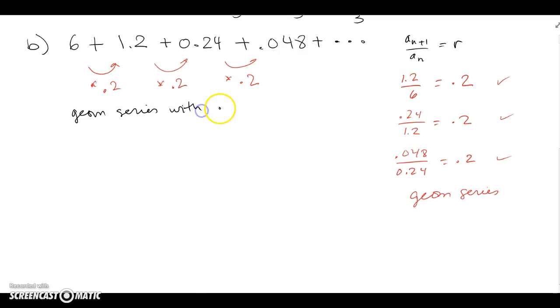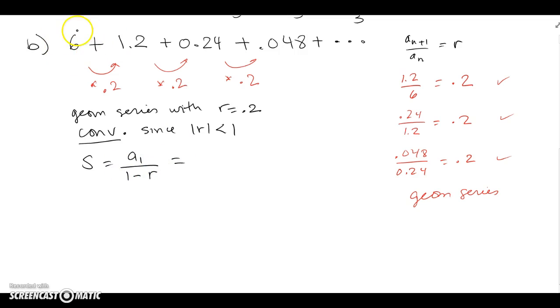with r equals 0.2, I know that it converges since r in absolute value is less than 1. So now that I know that it converges, I should be able to find that sum. So that sum is going to be the first guy over 1 minus r. The first guy here is 6, divided by 1 minus r, in this case 0.2, and it looks like I get 7.5 for the sum. So it converges, and it converges to 7.5.